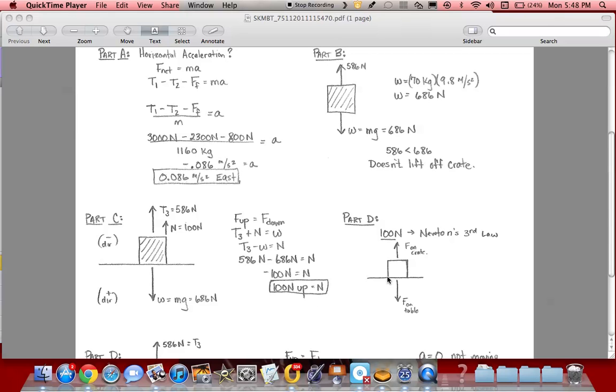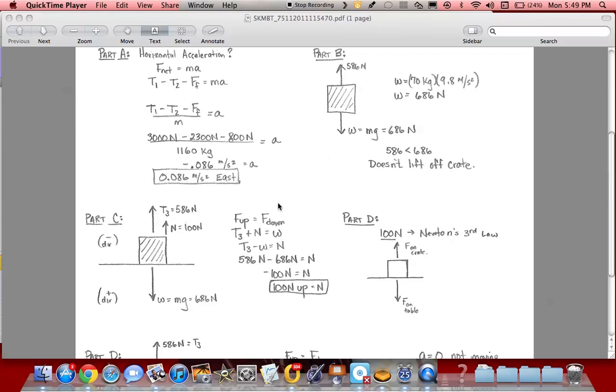So the box is not moving vertically, which means the forces that are up equal the forces that are down because there is no acceleration. If you go back to an F equals ma formula and you put in an acceleration of 0, that means the net force equals 0, which means up minus down equals 0, which means up equals down.